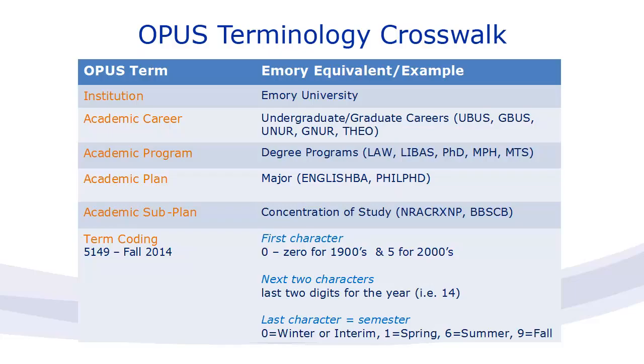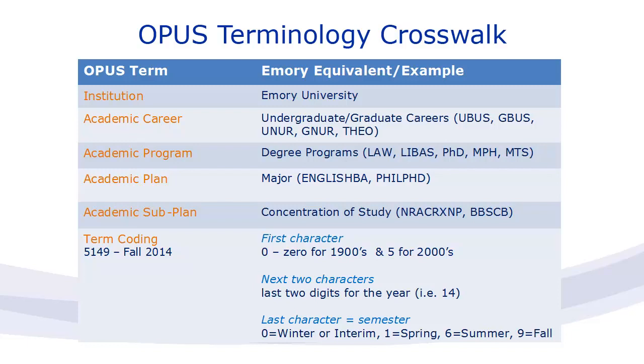You might come across the following terms when using OPUS. When OPUS says institution, we really mean the Emory University. When it says academic career, that's our undergraduate or graduate careers. Academic program is our degree programs. Academic plan is our majors. Academic subplan is a concentration of study. And lastly, the term coding.